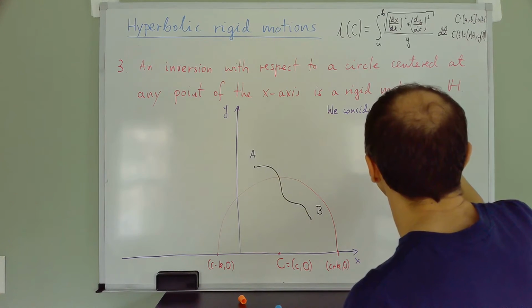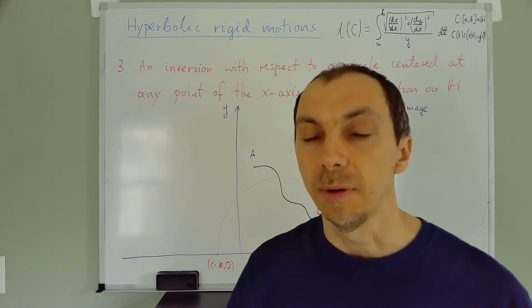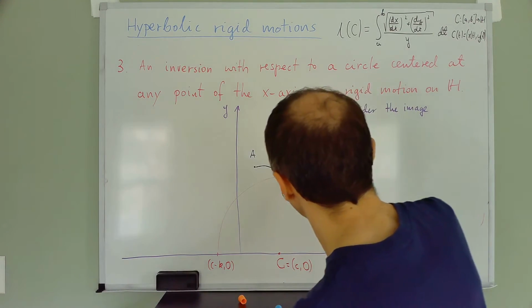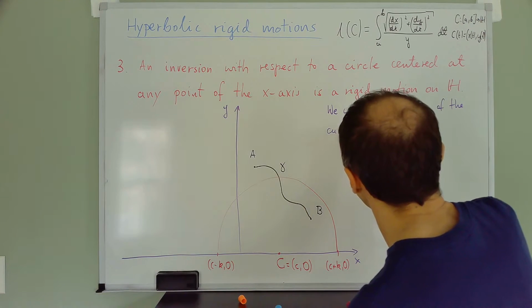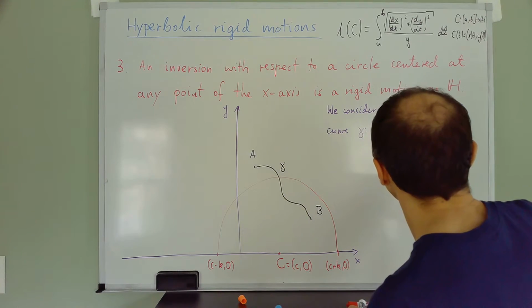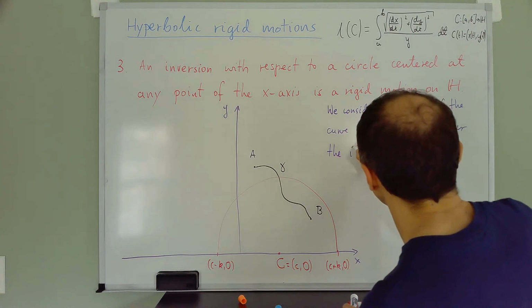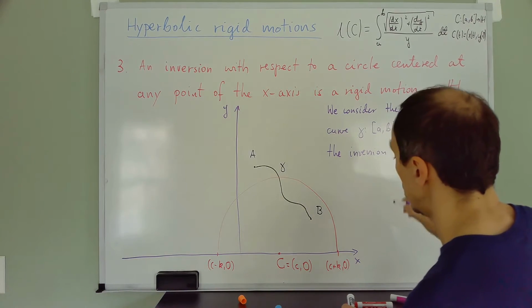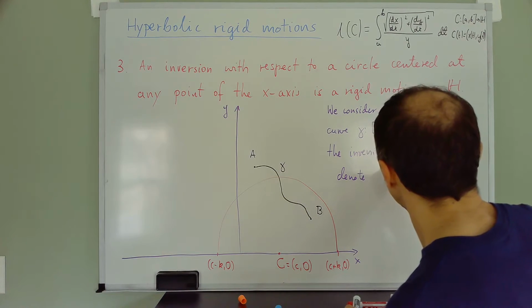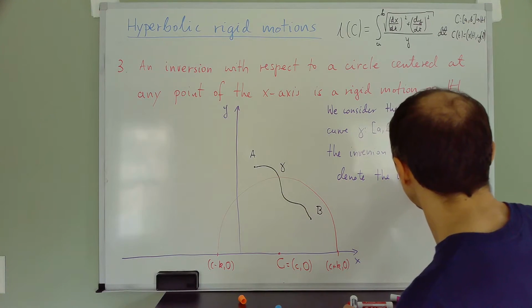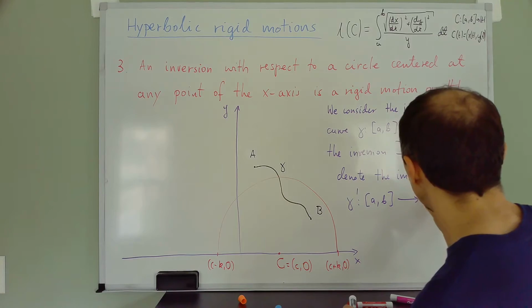Okay, so we consider the image. Now I already used up the letter C, since I always denote my curves by C, so I'm going to denote this one by gamma. So we consider the image of the curve gamma from A to B in the hyperbolic plane under the inversion in the circle with center C and radius k. We denote the image of this curve gamma by gamma prime. So that's a curve from A to B in H.